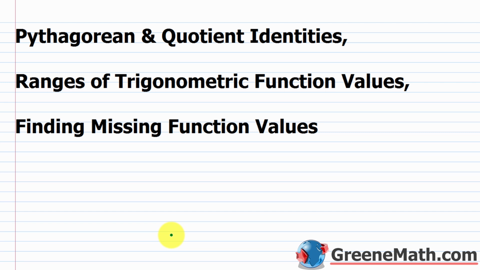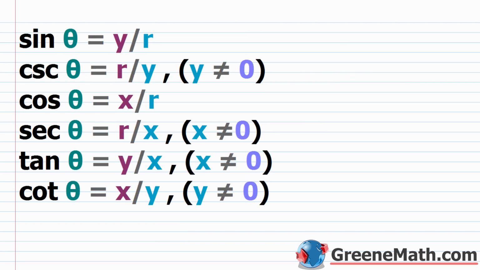In this lesson, we want to talk about the Pythagorean and quotient identities. We'll look at the ranges of trigonometric function values, and also we'll see some examples where we're finding missing function values. So before we jump into the lesson, for reference sake, let's go through the 6 trigonometric functions again.